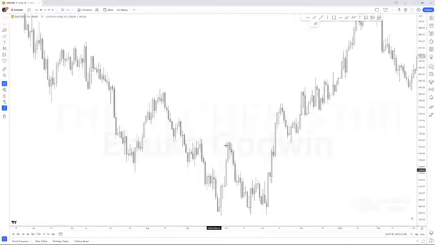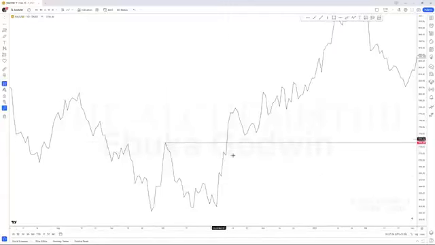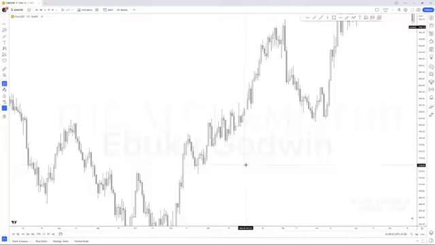Look at this. What is that? Once again, RBS, resistance broken, turns into a support, right? Okay. So that's the very basic stuff.